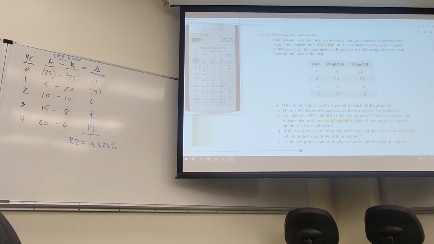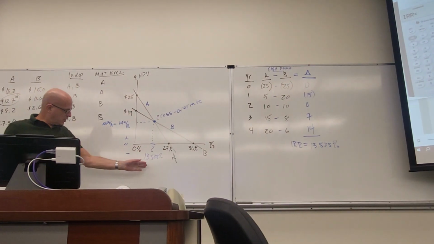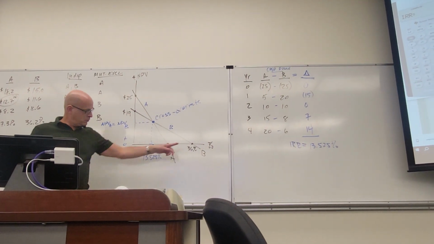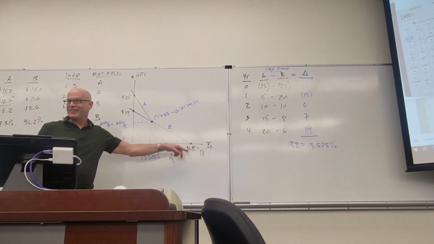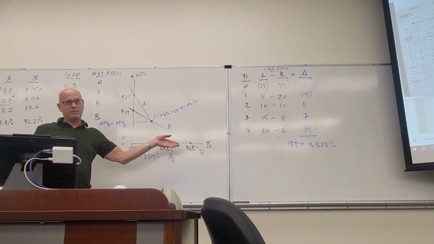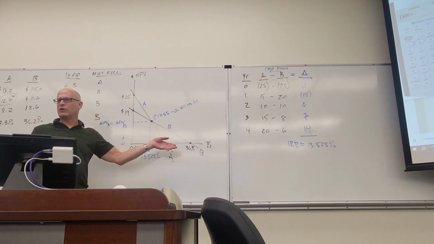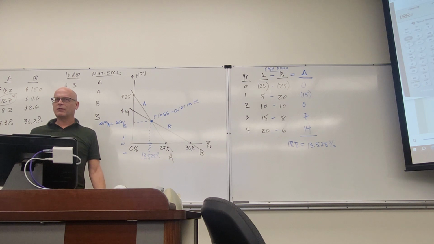So, what can we now say? We can now say for A and B, as long as the cost of capital is less than 13.5%, A is the better project. Above 13.5, but below 36, B is the better project. What's the better project if the discount rate is 40%?